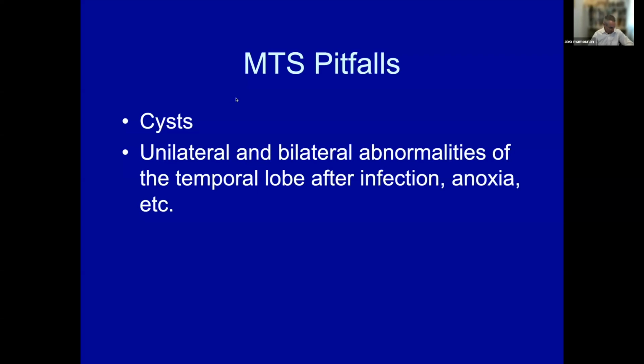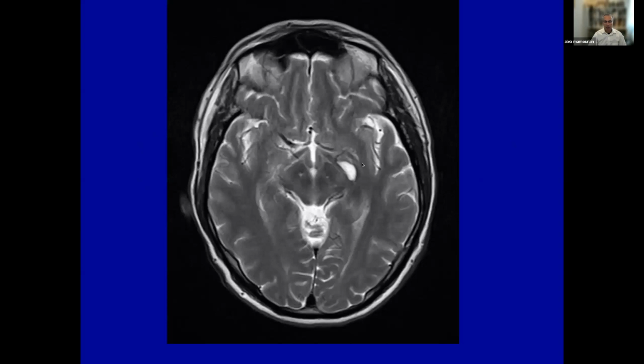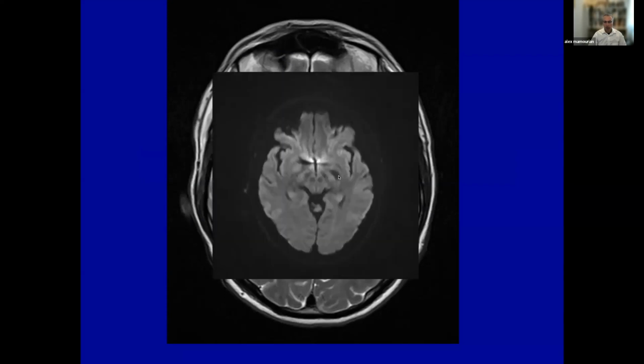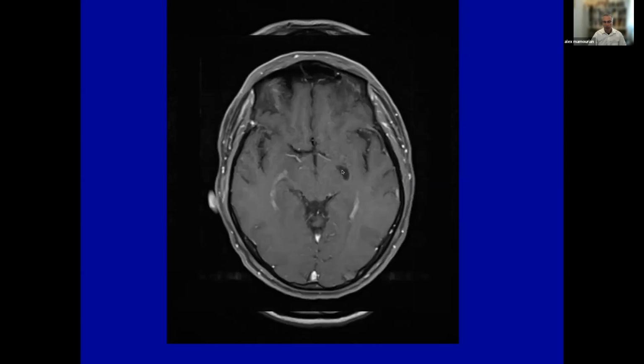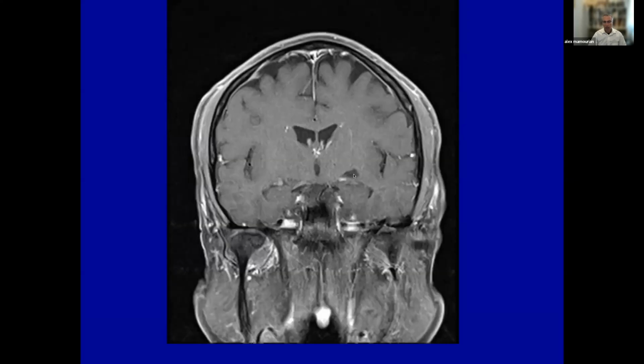Now, some of the pitfalls that you will encounter in looking at the hippocampus, the most common one you're going to see are cysts, and I'll show you this case. You see this area of T2 prolongation in the medial temporal lobe. It has no restricted diffusion. In fact, it looks like CSF on the diffusion scan. It looks like CSF on the FLAIR scan, doesn't enhance. And you can see it lies here along the choroidal fissure. You can see this is the choroid plexus here.